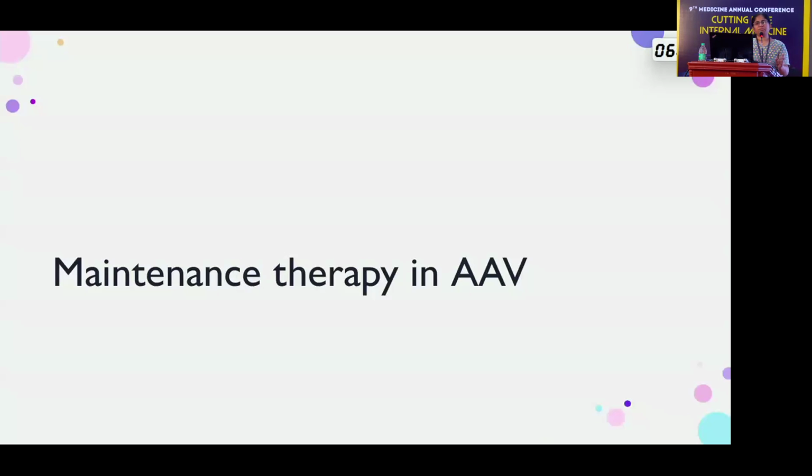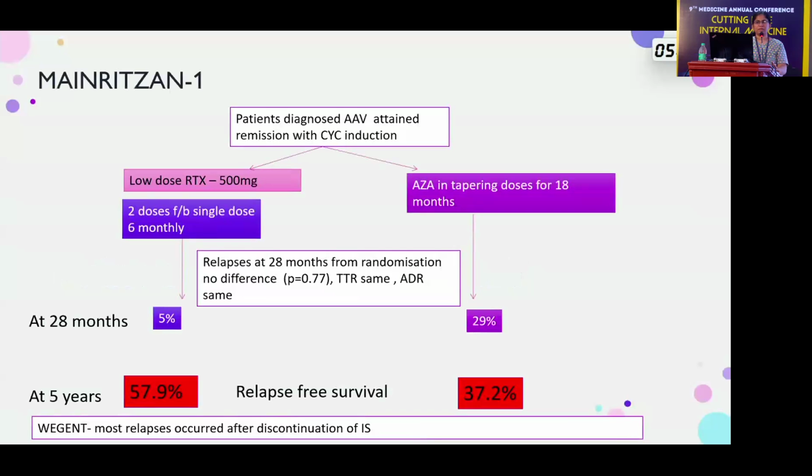Now, in 5 minutes, we'll finish what has changed in maintenance therapy. Most of the change in maintenance therapy is in the use of rituximab, and all the trials were conducted by the European Vasculitis Group. These were a series of trials; there were 3 trials in the series.